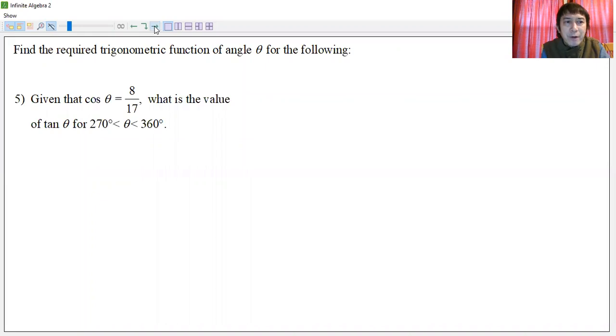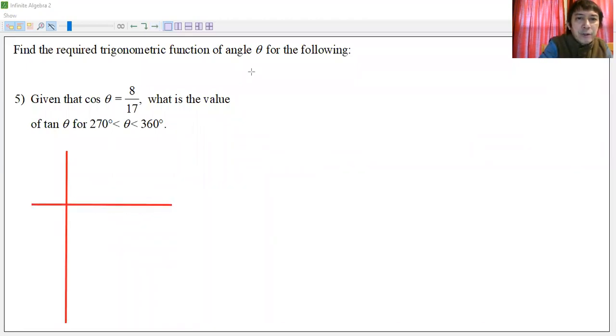Okay, here is number 5. Given that cosine theta is equal to 8/17, what is the value of tangent theta for angle theta between 270 and 360? Now, if the angle is between 270 and 360, this must be in the 4th quadrant. Okay, so we shall try to illustrate using the x and y axis. This is our y, and this must be our x. And this is our origin.